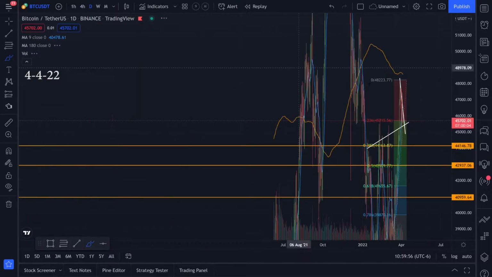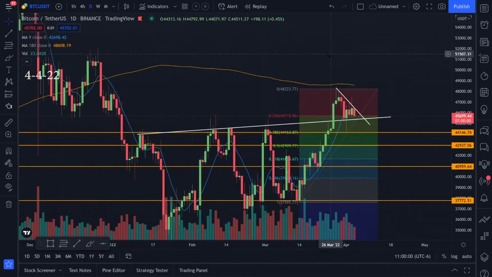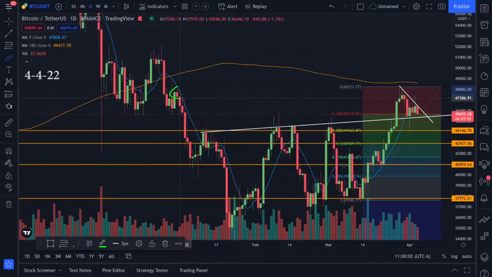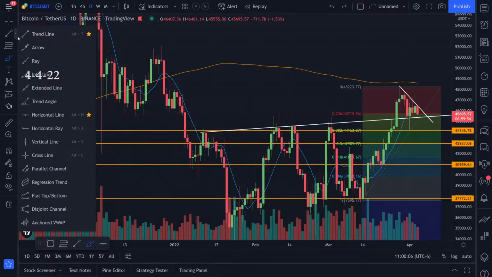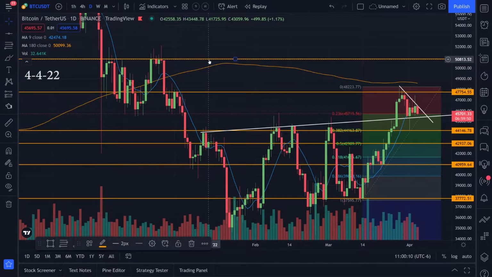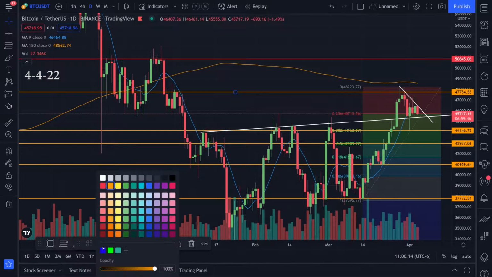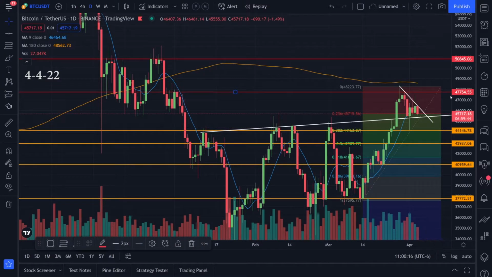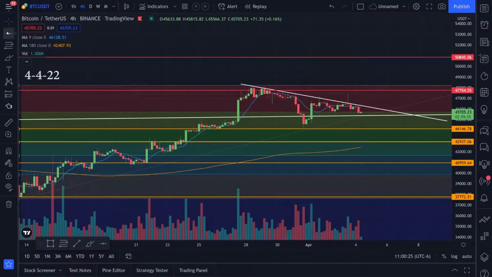If we go into the daily time frame, I've been watching the previous resistances right here and right here. Let's go ahead and set up some horizontal red lines, something like this, and one right here. Let's go ahead and change these to red. These levels are sitting at 47.7K and 50.8K. So let's go back to the 4-hour time frame.